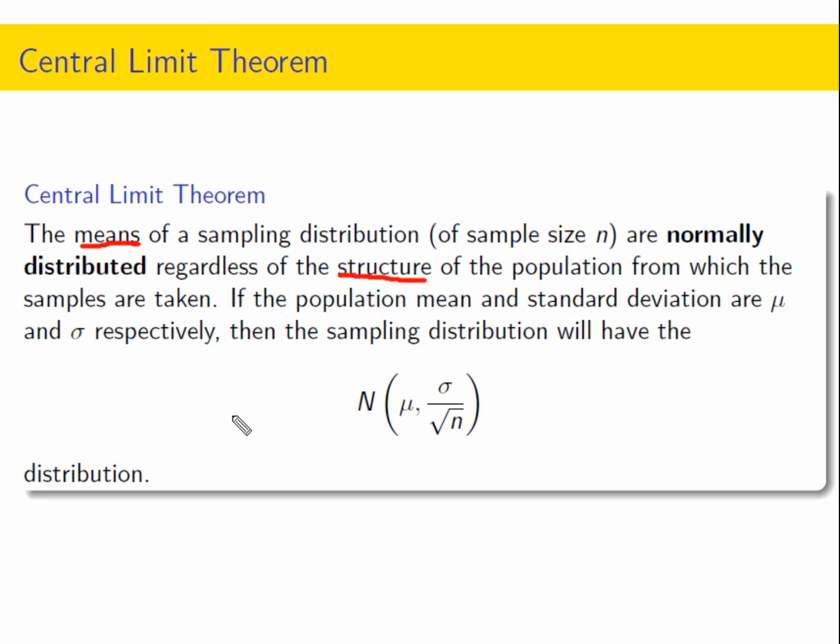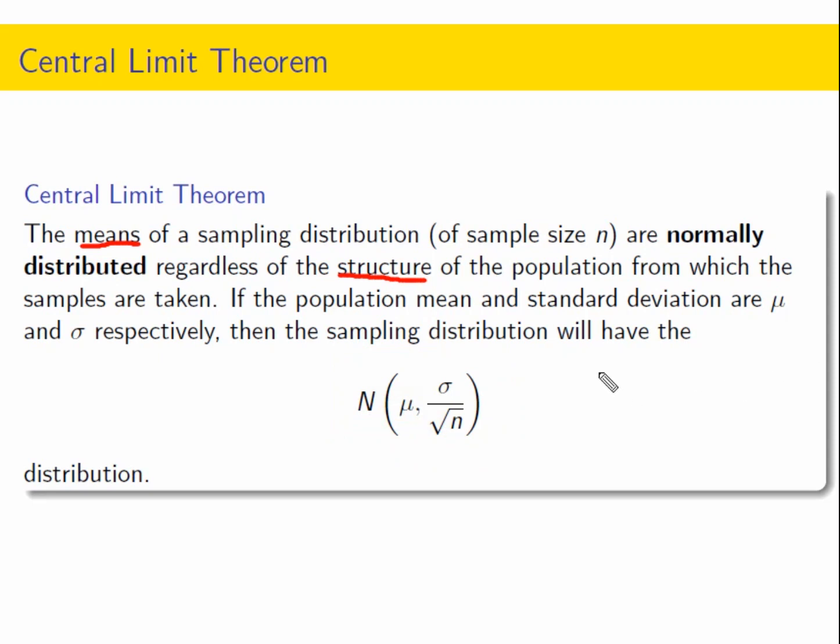And not only that, the important thing about the central limit theorem is it tells us exactly what the mean and the standard deviation will be. So this notation is important. We use it throughout this course. The capital N indicates a normal distribution. And then the first slot specifies the mean, and the second slot specifies the standard deviation.